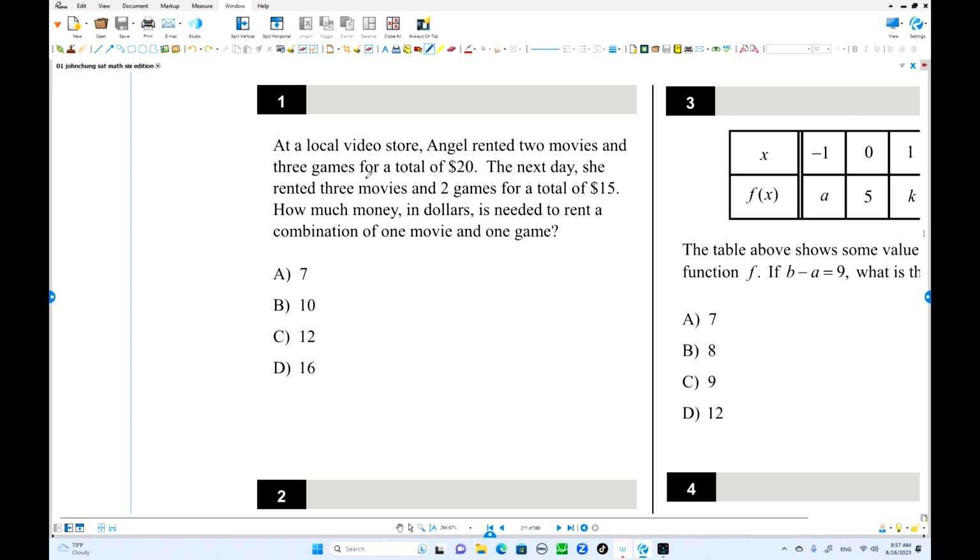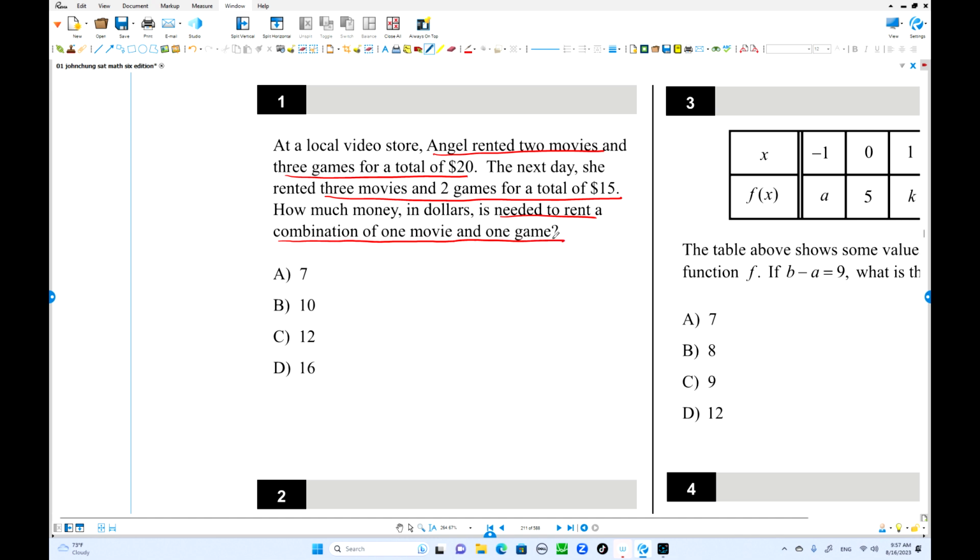At a local video store, Angel rented two movies and three games for a total of $20. The next day he rented three movies, two games, for a total of $15. How much money would it be if he rented a combination of only one movie and one game?